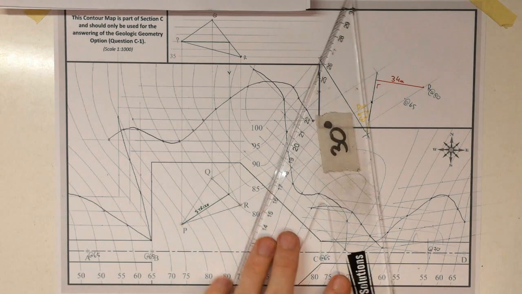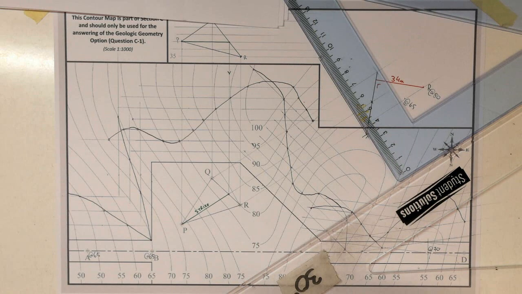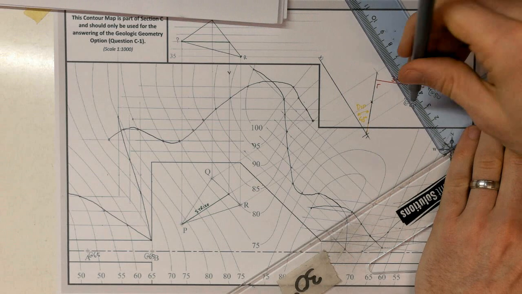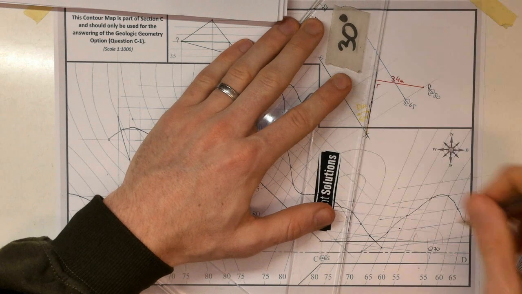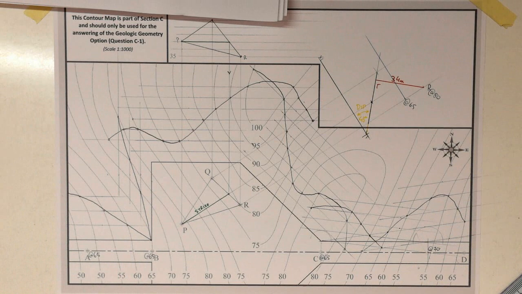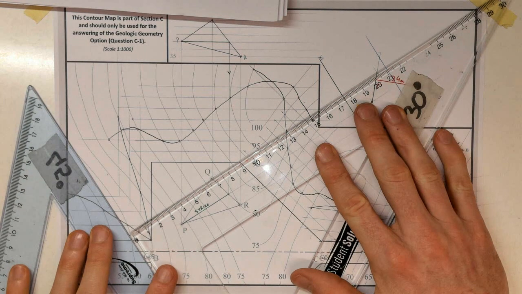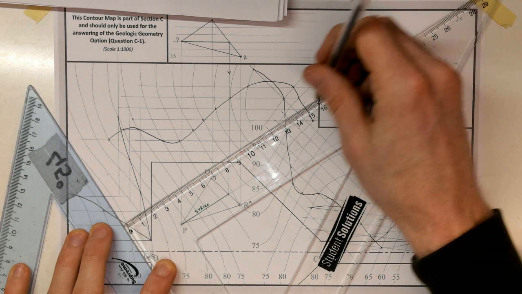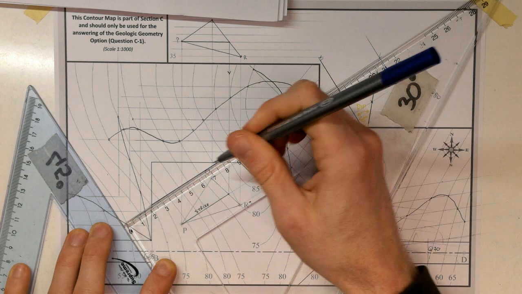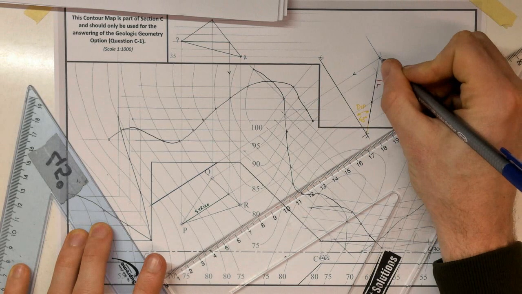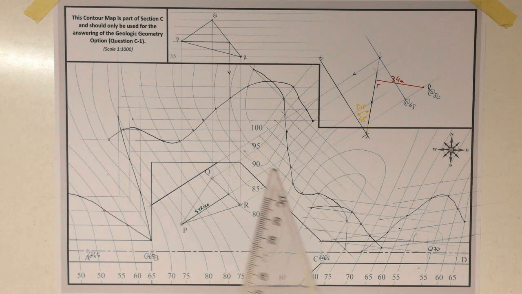Okay, and now let's get the color here. From there, let's extend on my stratum. Okay, and where that, this would be a line of intersection between the two of those. Okay, so that's my 2018 geological geometry question C-1.